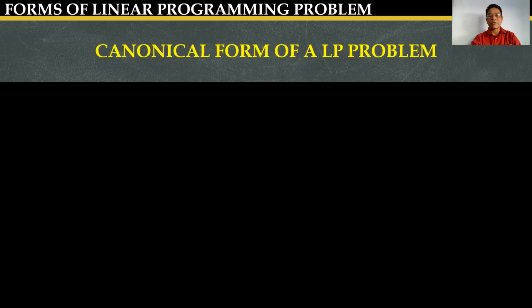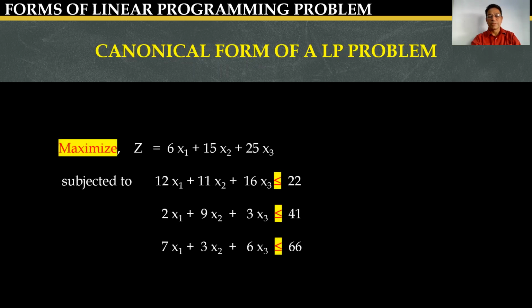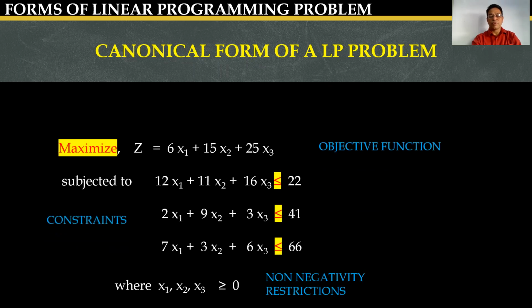Then second form is canonical form of a LP problem. You can see in the canonical form there is slight difference here. In general form we will see maximize, minimize. Here we have only maximize, and since we have maximize here, all the constraints should be less than or equal to type only. This canonical form is generally used when we are using dual simplex type of method.